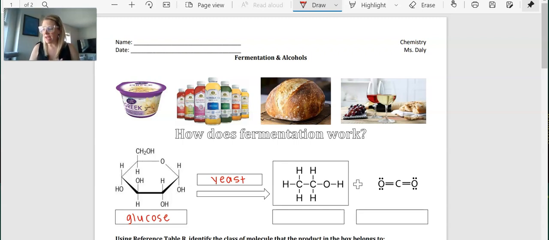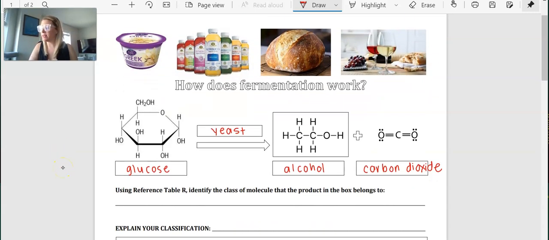And as a result of that, we are going to produce an alcohol, and we are going to produce carbon dioxide. So how do I know that this is an alcohol? Maybe I've already answered the next question below on the sheet, which is to identify the class of molecule that the product belongs to, which is the alcohol group. But how can I explain that classification?